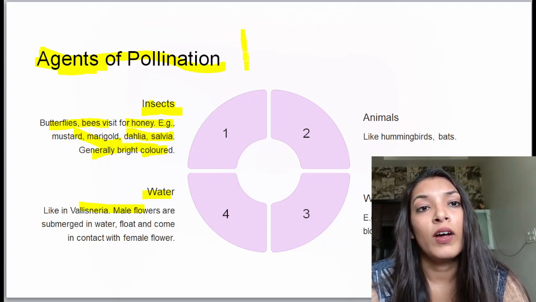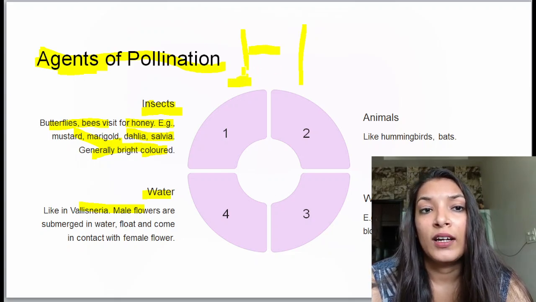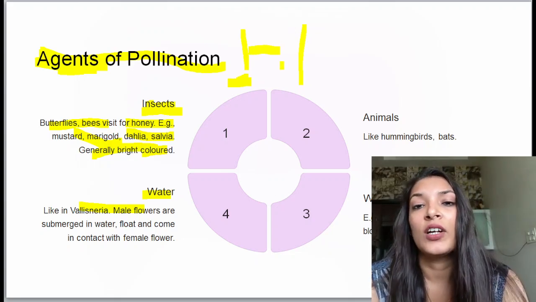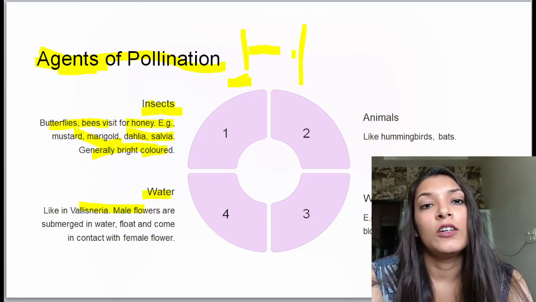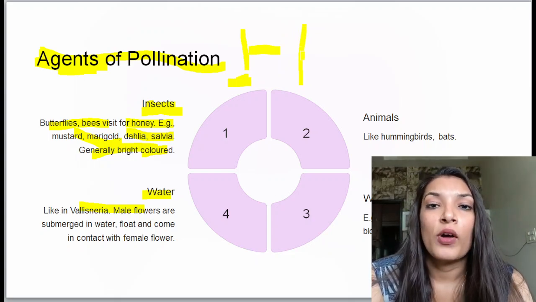And when they are moving from one flower to another flower, when they are taking pollen grains from one flower, and when they are sitting on another flower, they are shedding off the pollen grains onto the other flower. So in this way, they play a very important role in cross pollination.